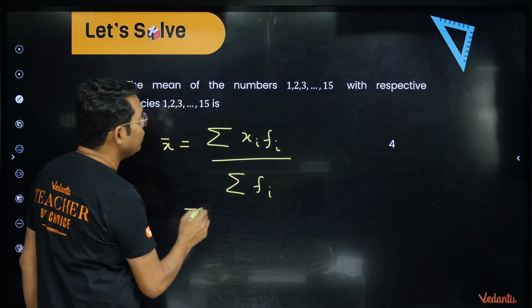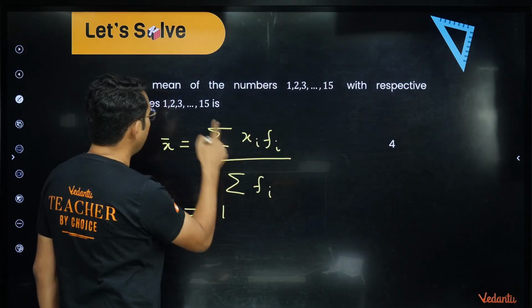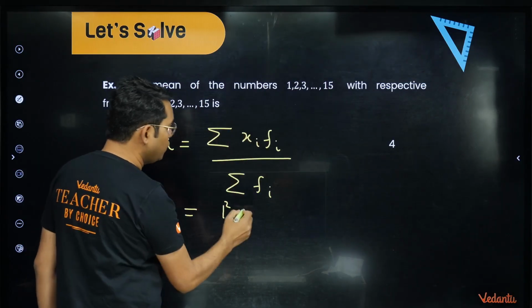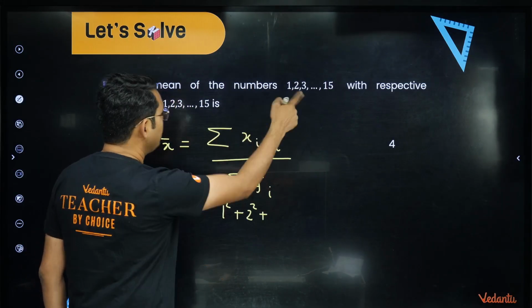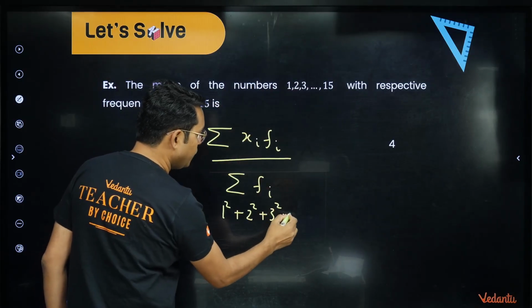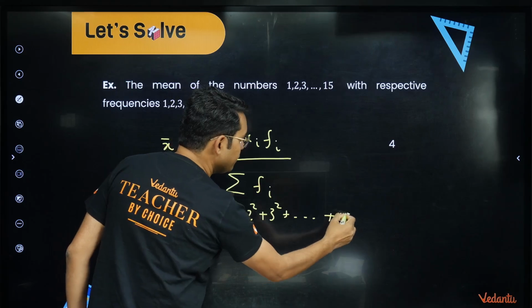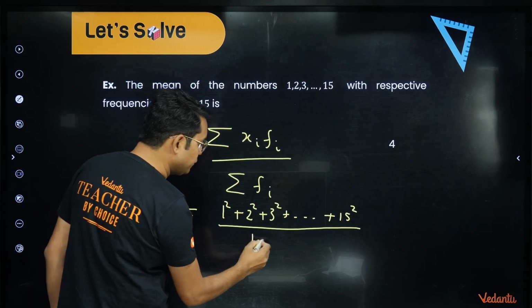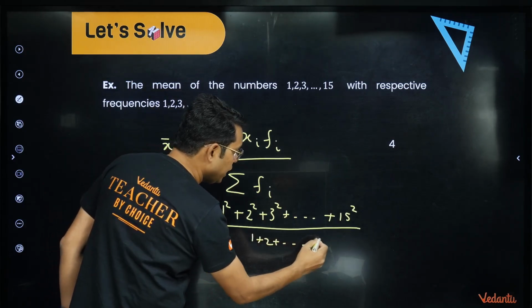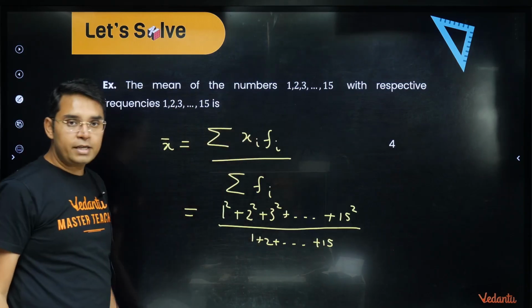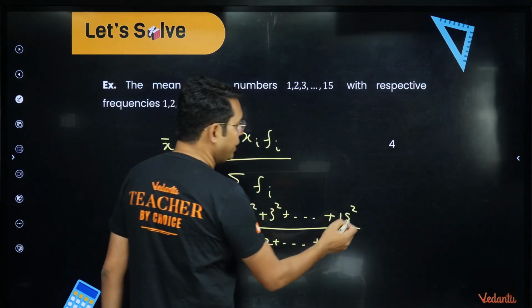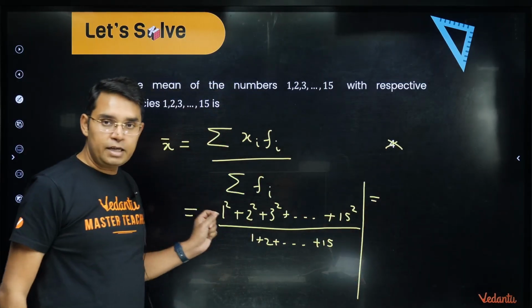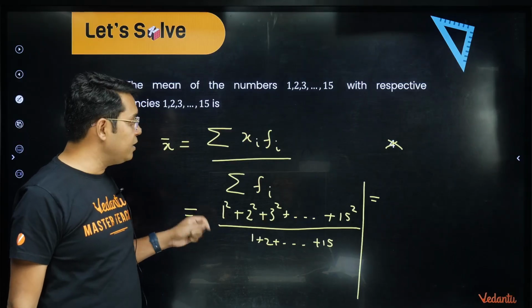Okay, so here what we are given, 1 occurring 1 time, so it will become 1 square, 1 into 1, then 2 occurring 2 times, so it will become 2 square, 3 occurring 3 times, so 3 square, and so on till 15 square, divided by the sum of all the frequencies, that is 1 plus 2 plus and so on up to 15. Now this question can be done for a general value of n also.